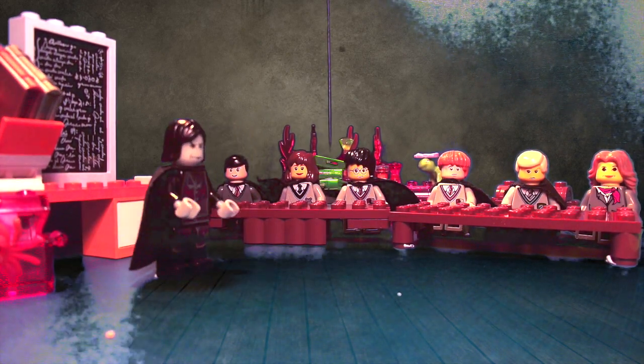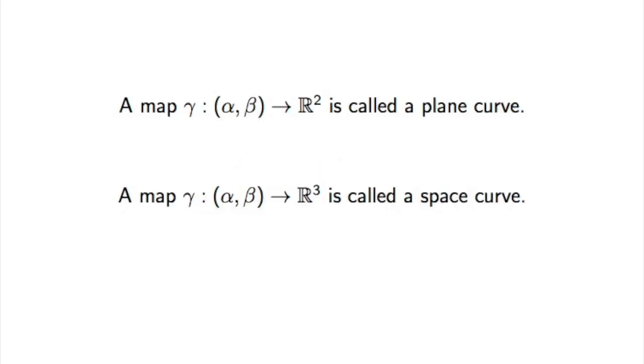I'm Professor Curvius Snape, and I'll be teaching you about space curves today. As we've already seen, a map gamma from an open interval on the real line to R2 is called a plane curve. A map gamma from an open interval on the real line to R3 is called a space curve.